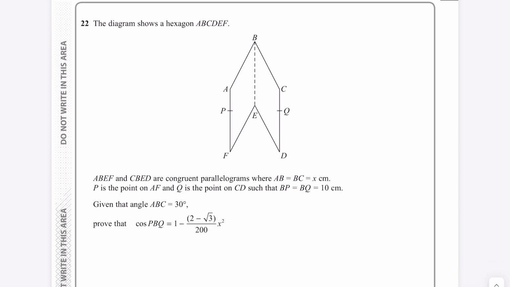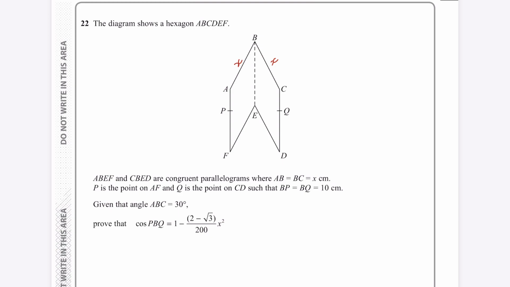The diagram shows a hexagon ABCDEF. ABEF, CBED are congruent parallelograms where AB is equal to BC is equal to X centimeters. So with questions like this, always start by writing down, or drawing on, I should say, as much as you can. So we've been told AB is equal to BC, which is X. So this is X, and this is X as well.